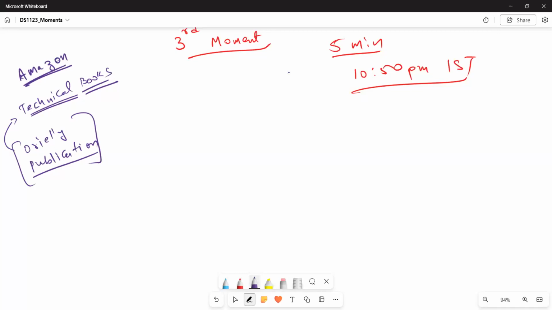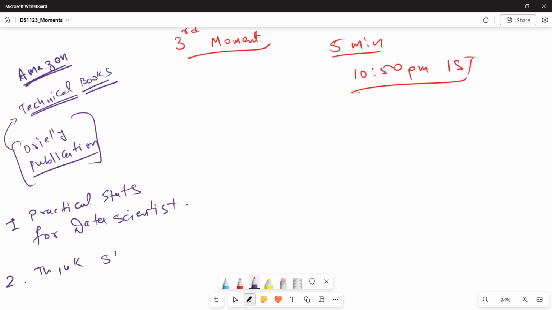So simply search for any book you're looking for, and you can make a purchase of these books. Just for statistics, you can, of course, use Practical Statistics for Data Scientists, and this is the first book. The second book that you can use is Think Stats. Both of these books are from O'Reilly Publications only. So you can, of course, purchase these books.